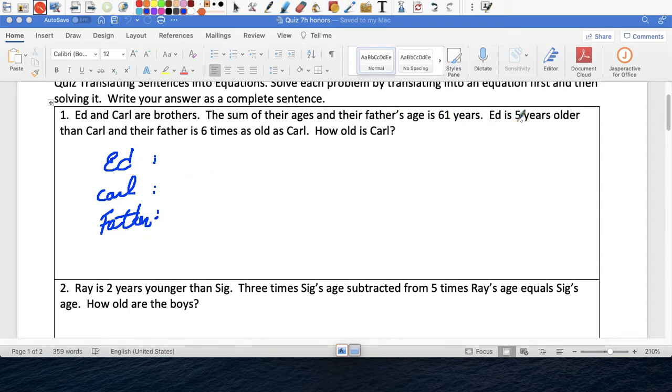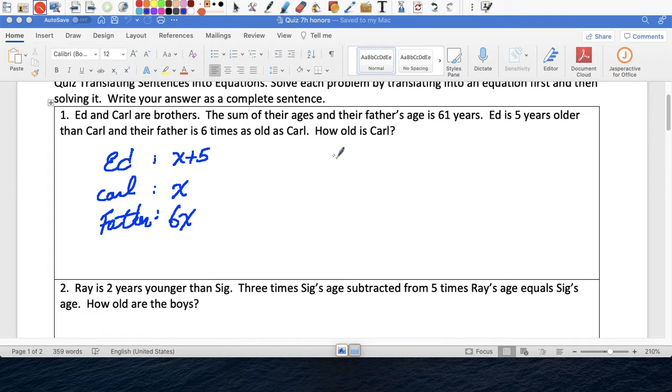So Ed is 5 years older than Carl. The father is 6 times as old as Carl. So everybody's being represented in terms of Carl. So Carl is my x. Ed is 5 years older than Carl, so Ed is x plus 5. And Dad is 6 times as old as Carl, so he's 6x.